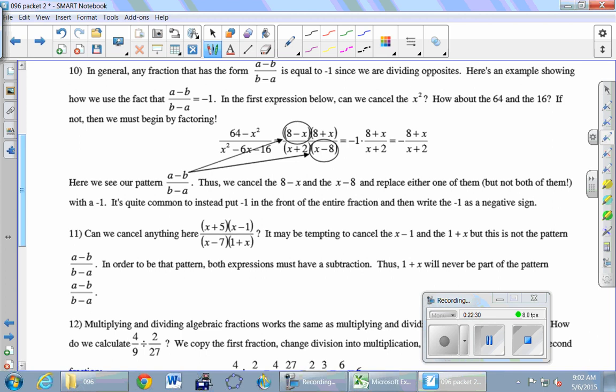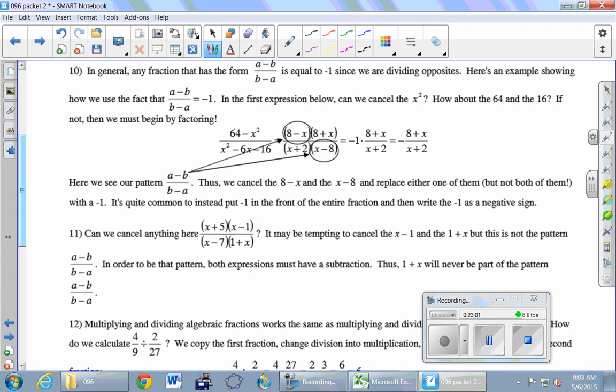First expression below. Okay, so let's take a look at this example. Can we cancel the x squareds? Nope, I see subtractions, not ready to cancel. How about the 64 and the 16? No. So we have to factor. 64 minus x squared is another difference of 2 squares. It becomes an 8 minus x and an 8 plus x.